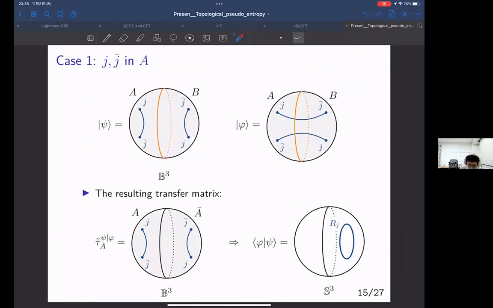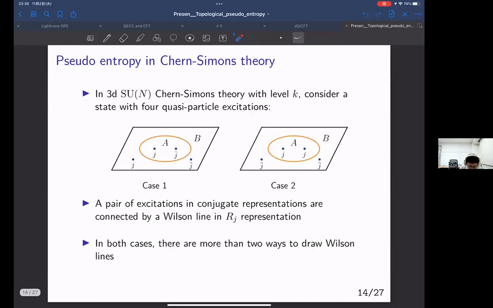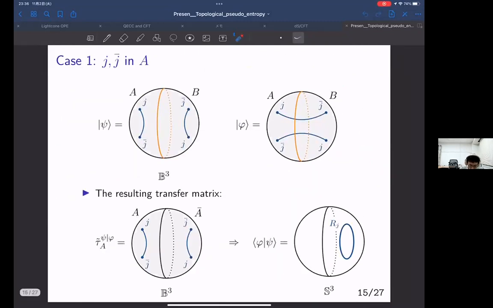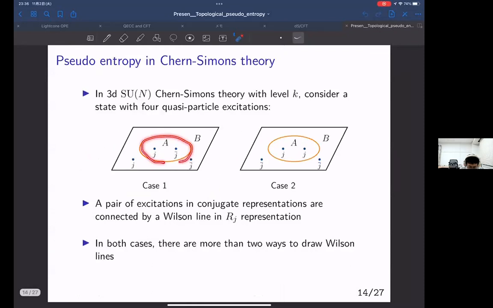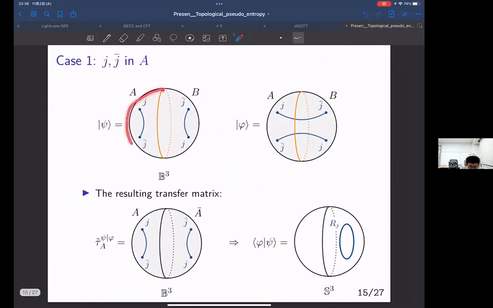In case one, I should explain the relation between this figure and the previous one. Now we are working in three dimensions, and this is just R2. But now I compactify R2 by adding the point at infinity, then it becomes a two sphere. This is a three-dimensional ball whose boundary is a two sphere, S2. This orange curve corresponds to the previous orange curve. The left hemisphere is region A, and the right hemisphere is region B. We have one fundamental and one anti-fundamental excitation in region A.